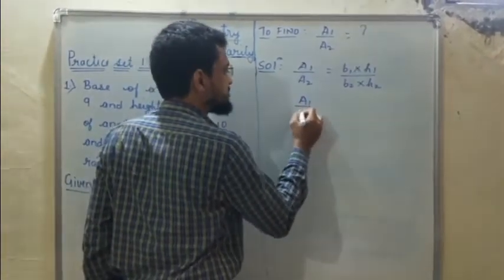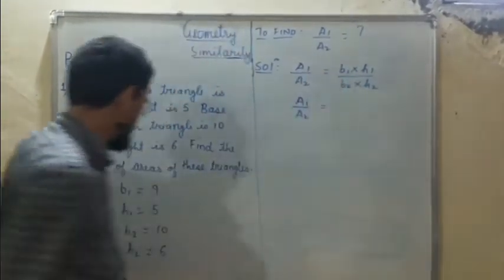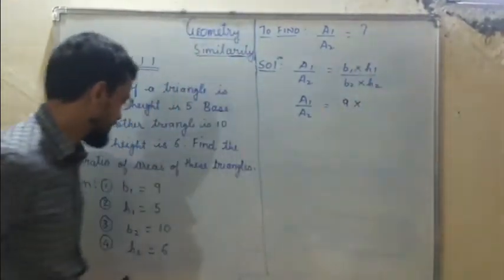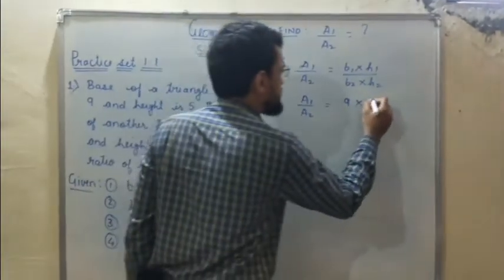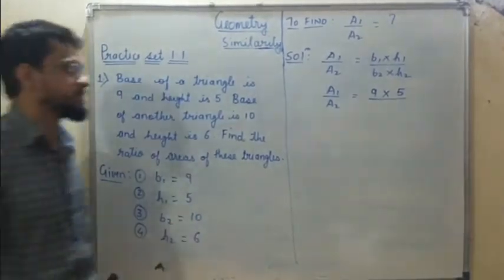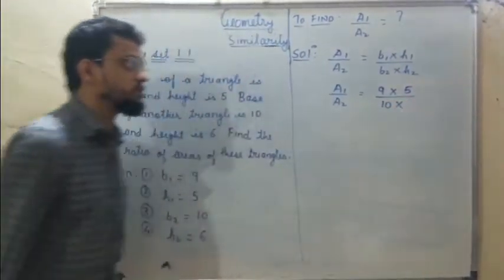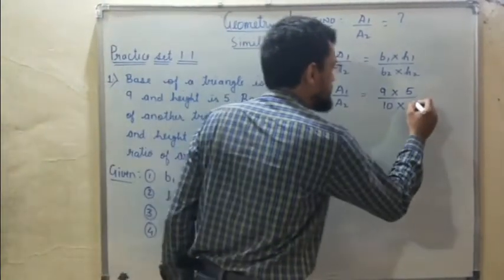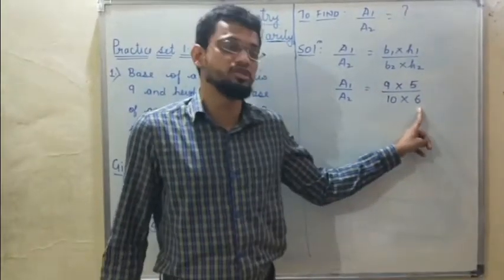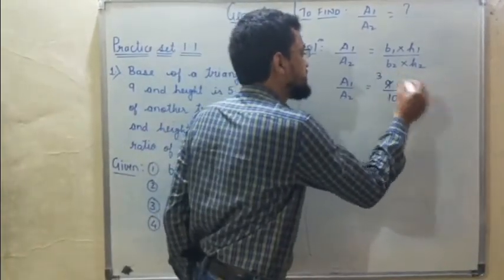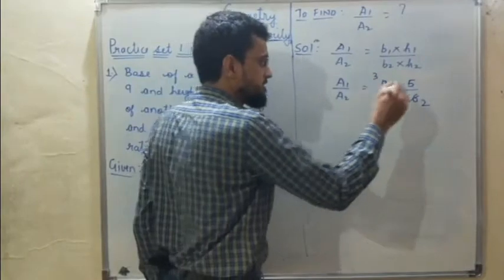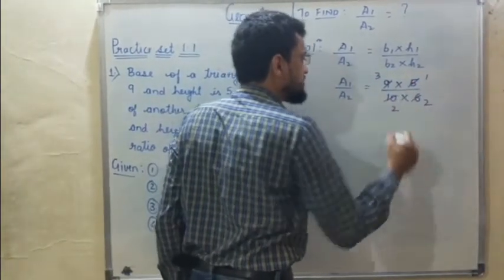We'll write it as it is equal to B1. B1 is given as 9 multiplied by H1. H1 is given as 5. So we have replaced B1 with 9 and H1 with 5, divided by B2. We have to replace it with 10 and we have to replace H2 with 6 as it is given in the question. Now we will simplify this. 9 and 6, these are both divisible by 3. 3 3s are 9 and 3 2s are 6. Similarly, 5 and 10 are divisible. 5 1s are 5, 5 2s are 10.